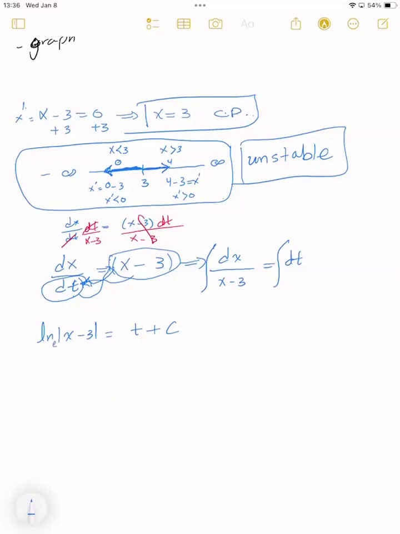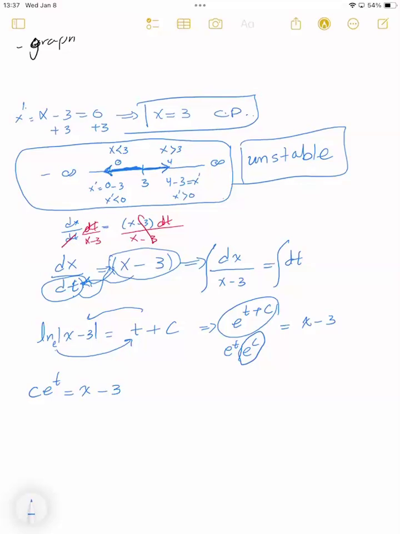So there's a base e. I can write this in exponential form, e to the t plus c. Base to that exponent is equal to the argument, x minus 3. This is always positive, so that's why we drop the absolute values. And you can write this as e to the power t, e to the power c. This is a constant, so that is why we can write it as c e to the t equals x minus 3.